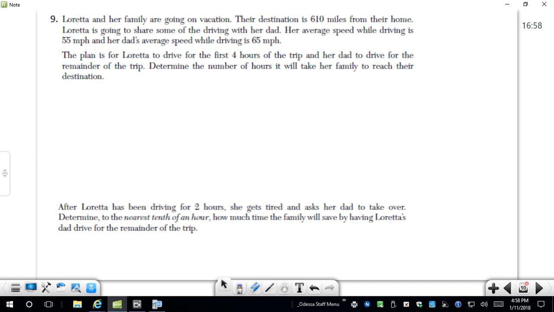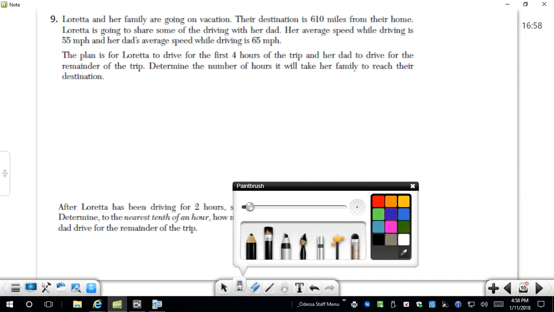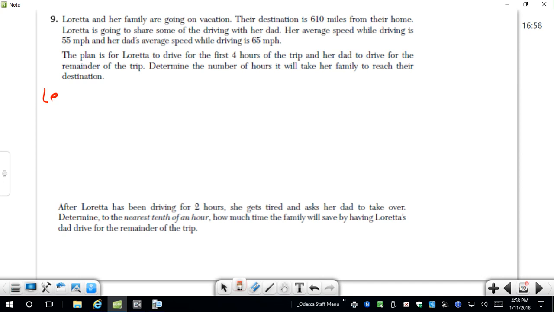Now, I will point out here that in that last sentence, they don't really make it clear what our let statement should be. But I'm hoping at this point, guys, that we can see the two unknown things here. They're talking about Loretta driving and her dad driving. So we're going to let X equal the hours Loretta drives. And we're going to let Y equal the hours that her dad drives.